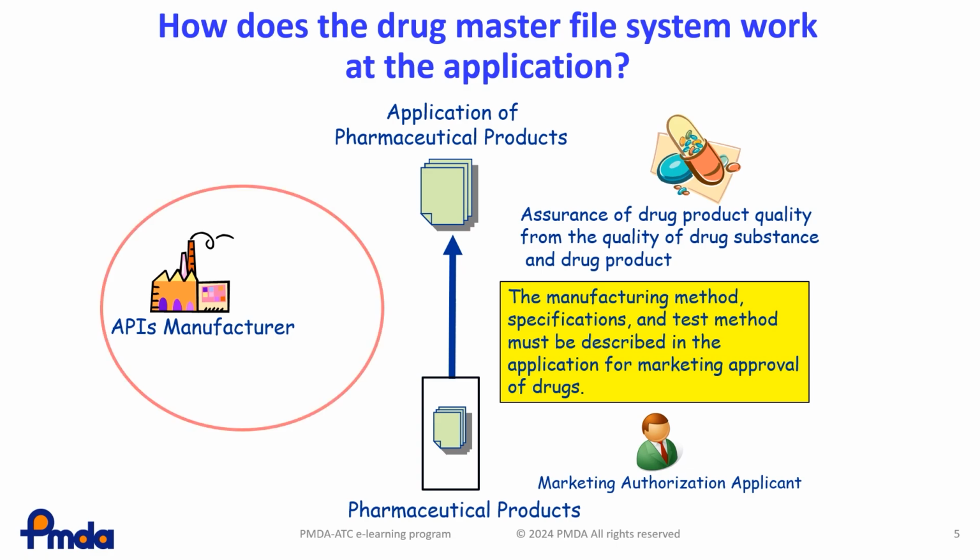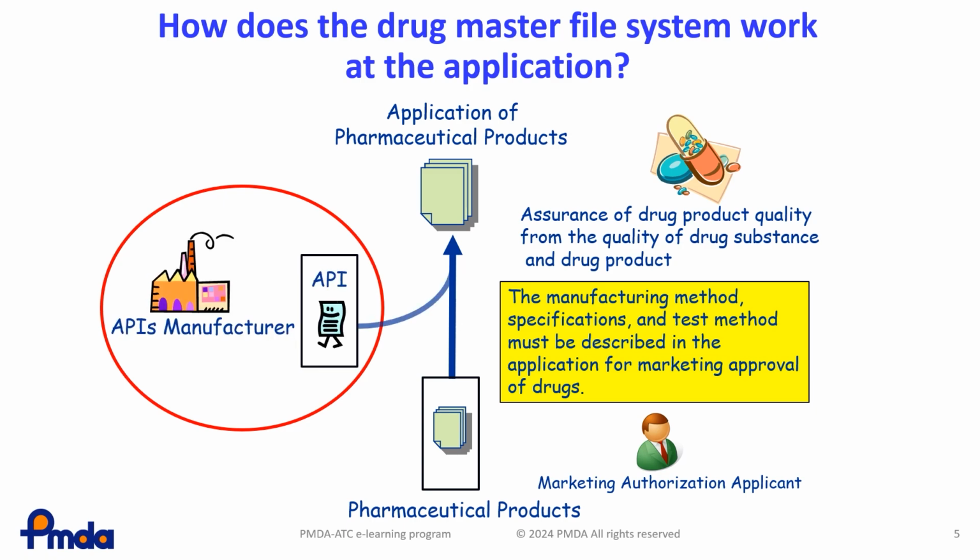Basically, the APIs are often procured externally, and the specifications and test methods, etc., are described in the Product Certificate of Analysis, COA. However, the manufacturing method is intellectual property, and in some cases, the API's manufacturers do not desire to disclose the details of the manufacturing method to the marketing authorization applicant. As a method to restrict the disclosure, the master file system has been introduced.